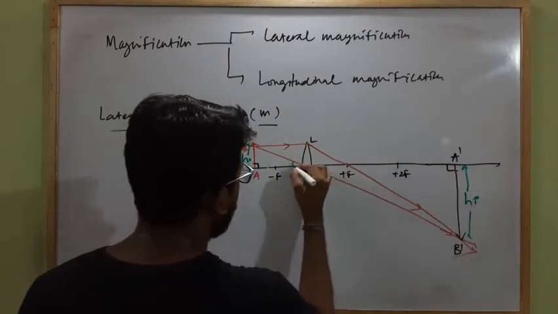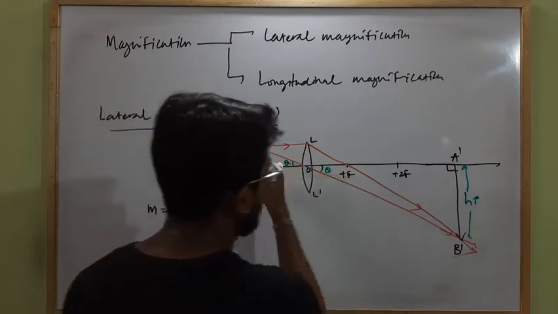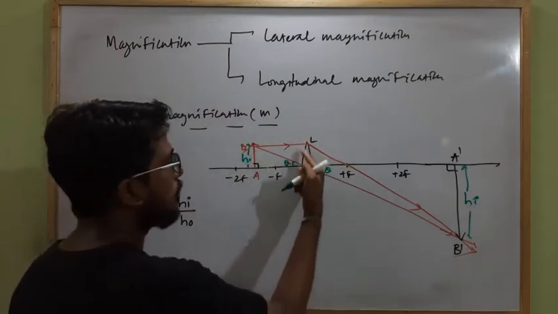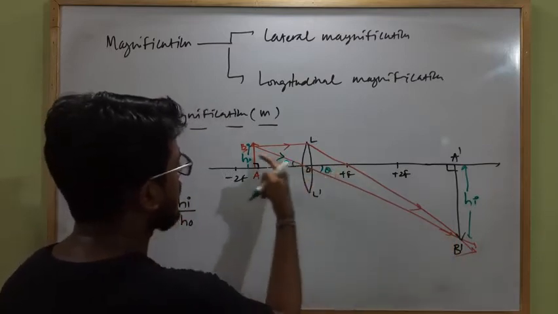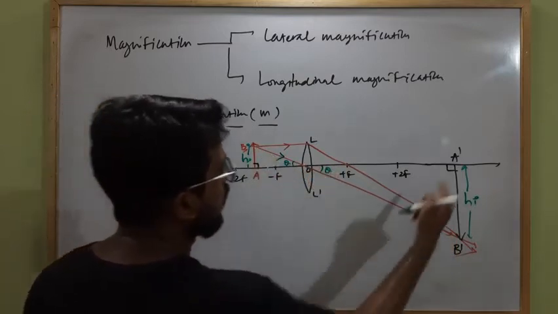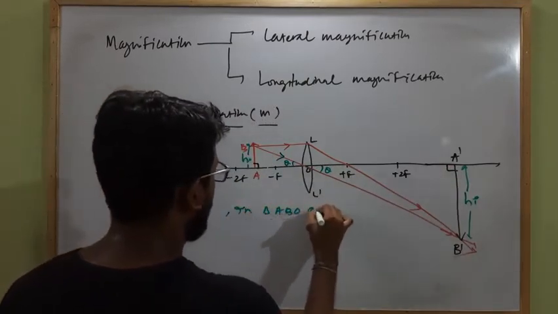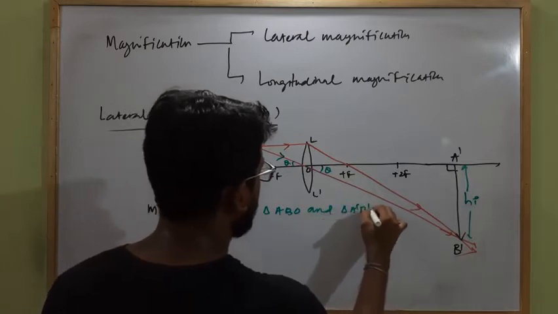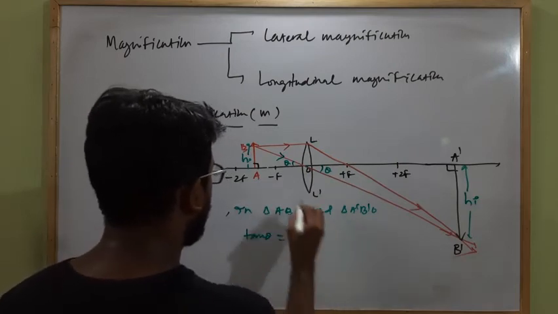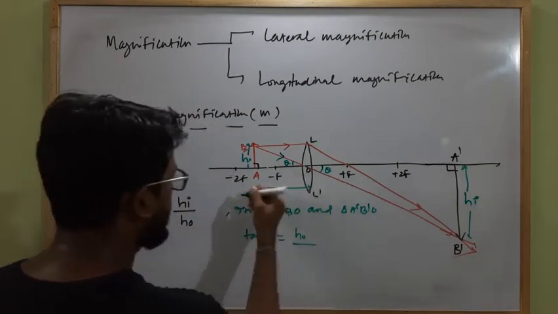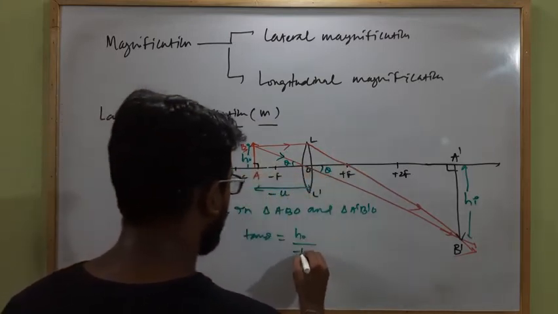Here this angle is equal to this angle, theta equal to theta, because the ray which passes through the pole of the lens, or optical center of the lens, goes undeviated. So from triangle ABO and triangle A dash B dash O, in triangle ABO we get tan theta equal to how much? HO divided by the object distance, which is measured opposite to the direction of the incident ray, so it will be minus U.